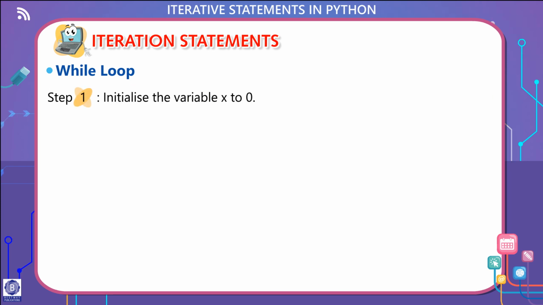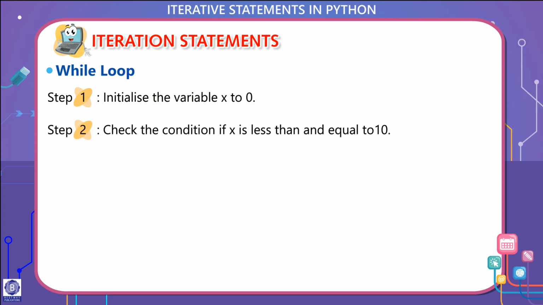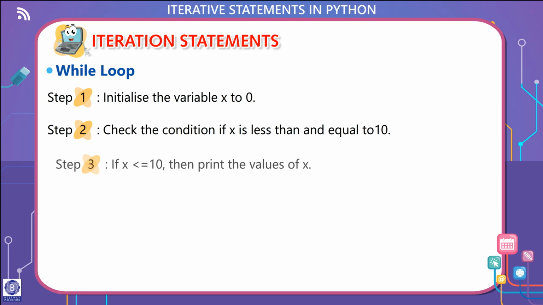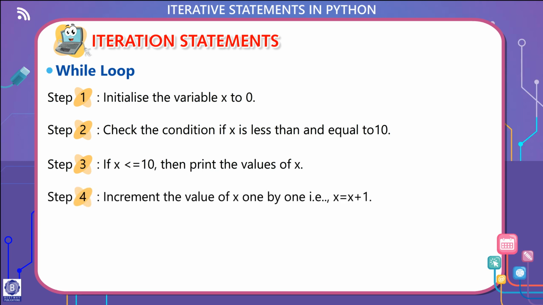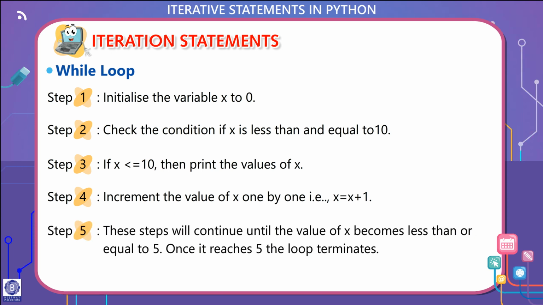Output. Step 1. Initialize the variable x to 0. Step 2. Check the condition if x is less than or equal to 10. Step 3. If x is less than or equal to 10, then print the value of x. Step 4. Increment the value of x one by one, that is, x = x + 1. Step 5. These steps will continue until the value of x becomes less than or equal to 5. Once it reaches 5, the loop terminates.